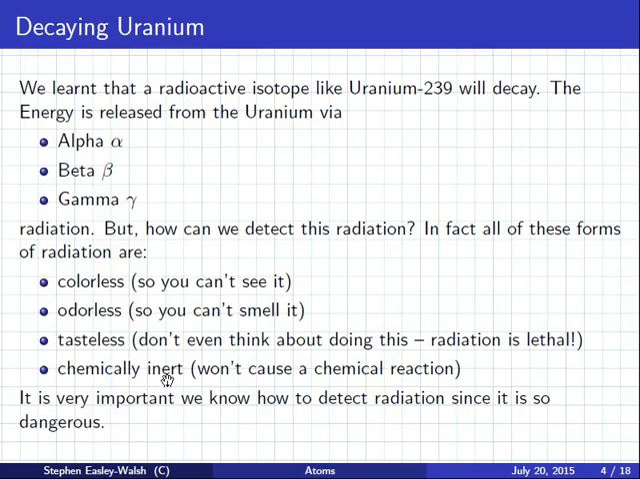The four features of radioactive material that make it difficult to detect: it's colorless, it's odorless, it's tasteless, and it's chemically inert.